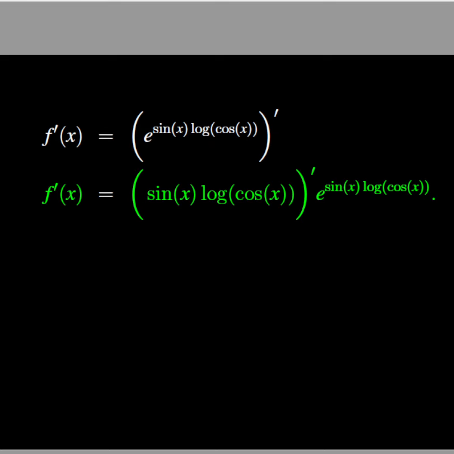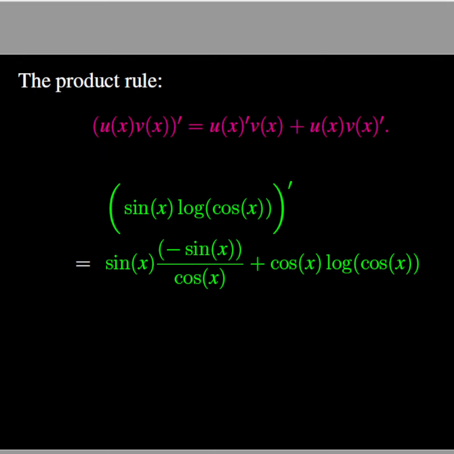Actually, using the chain rule, the derivative of f is equal to the derivative of the product sine of x times the logarithm of cosine of x, times the exponential of the product sine of x times the logarithm of cosine of x. Notice that, in order to find the derivative of the quantity sine of x times the logarithm of cosine of x, we need to use the product rule. In this case, the derivative is sine of x times the fraction negative sine of x over cosine of x, plus cosine of x times the logarithm of cosine of x.